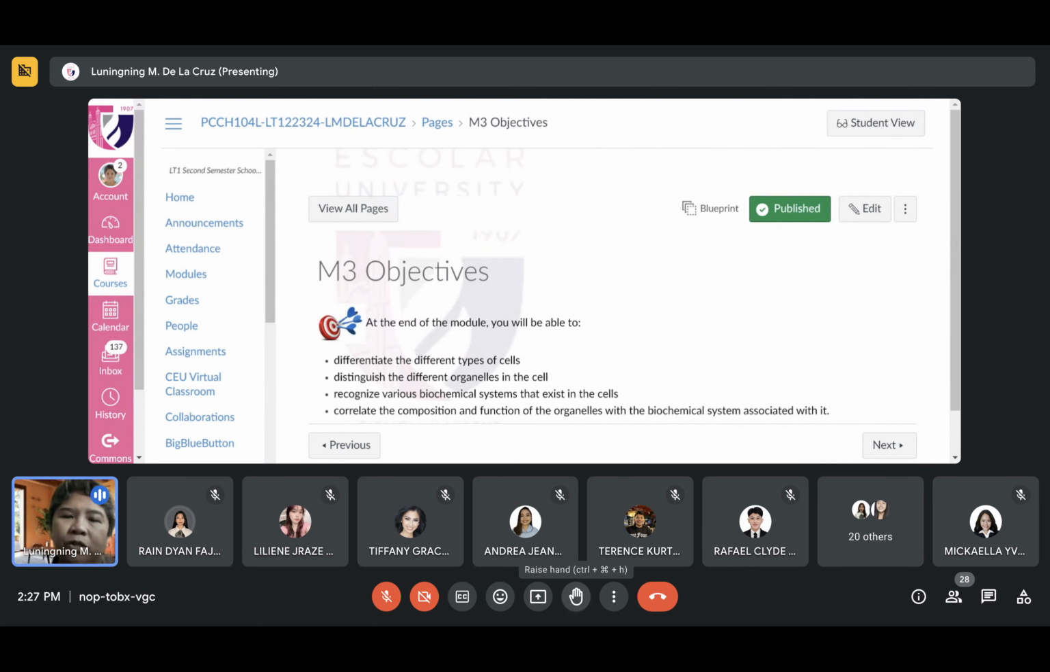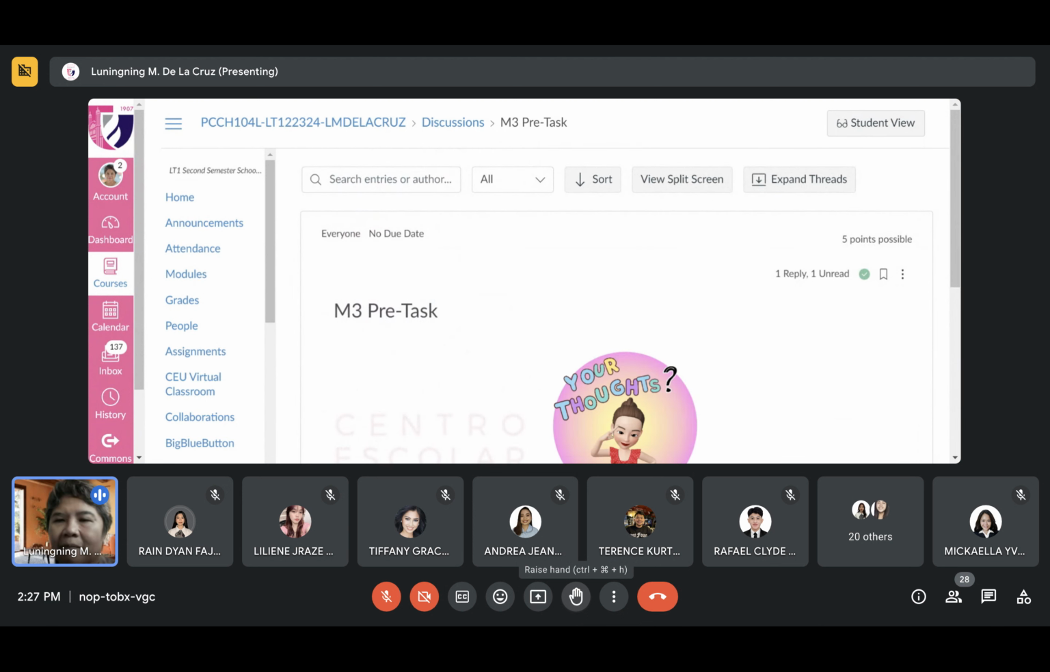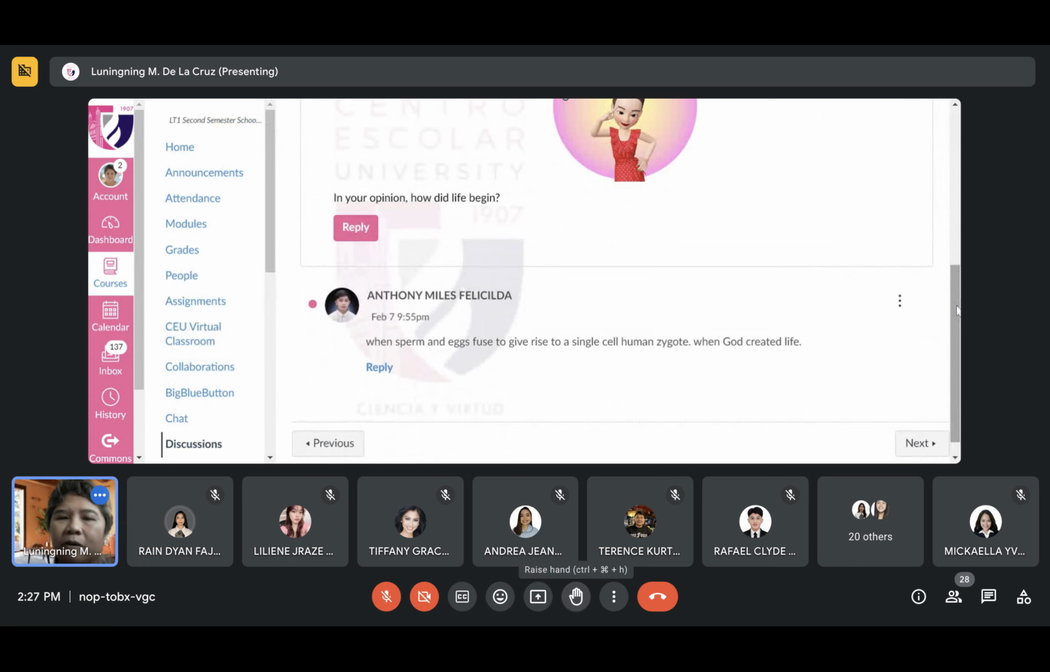So, first, we need to differentiate the different types of cells, distinguish the different organelles in the cell, recognize the various biochemical systems that exist in the cell, and correlate the composition and function of the organelles with the biochemical system associated with it. Okay. So there are two types of cell, class. One is prokaryotic and the other one is eukaryotic. Okay.